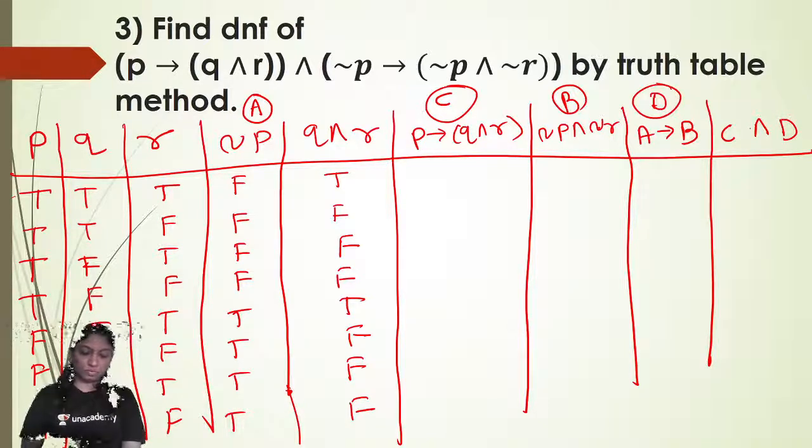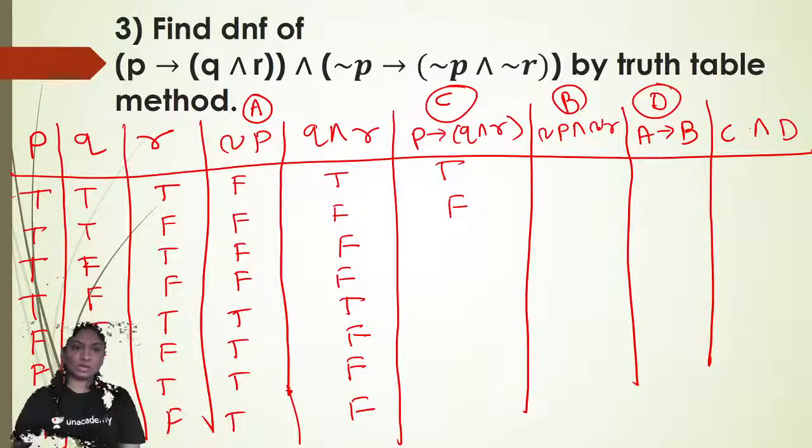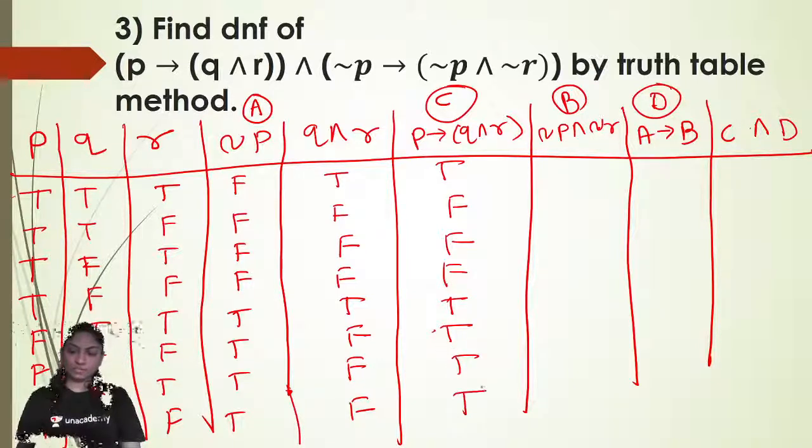P implies Q and R. This statement is false only when the second statement is false. So T, T, T, T, F, F, T, F, F, T, F, F, F, T, T, F, F, T, F, F, T, F, F, T. Right?